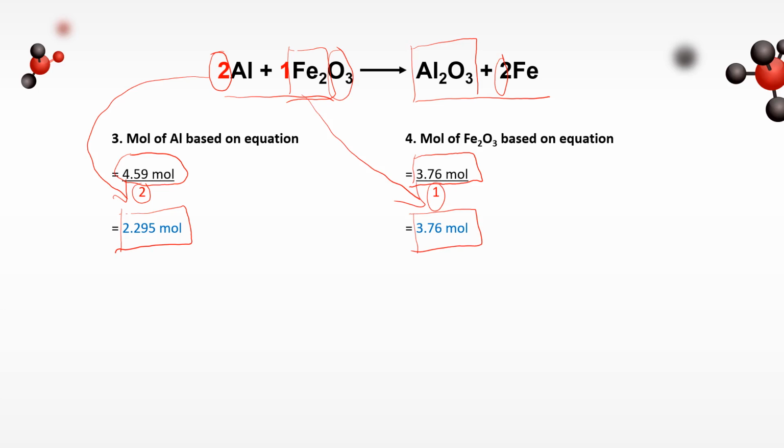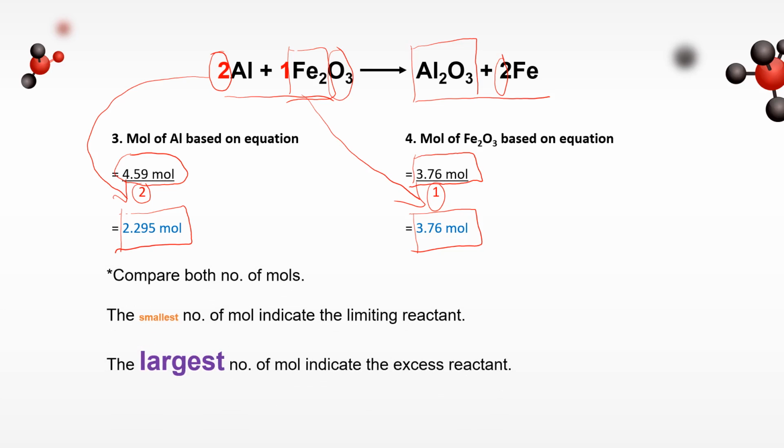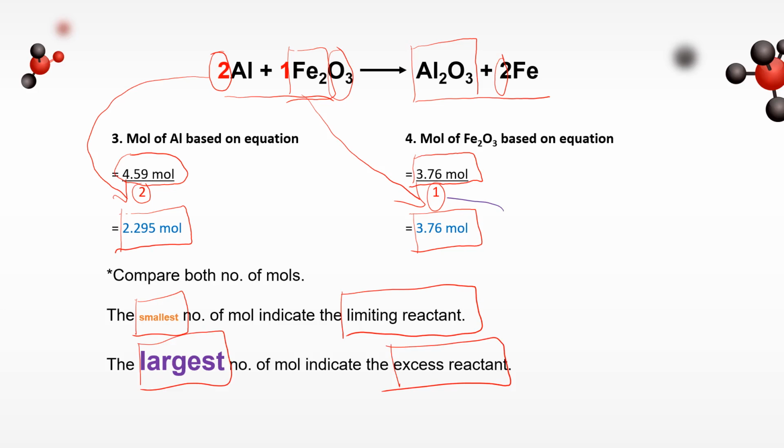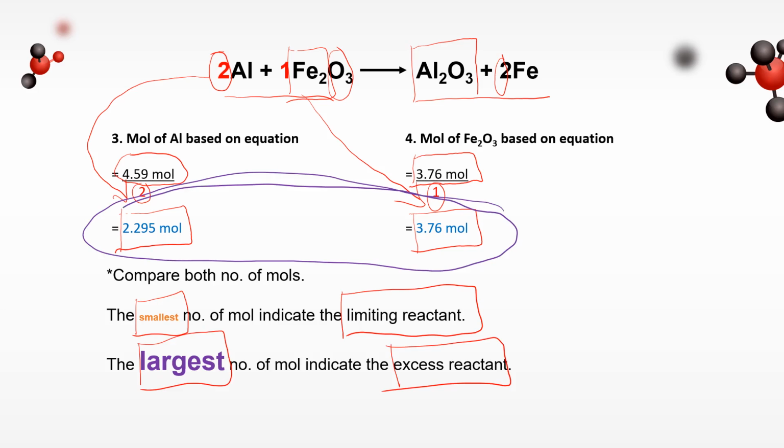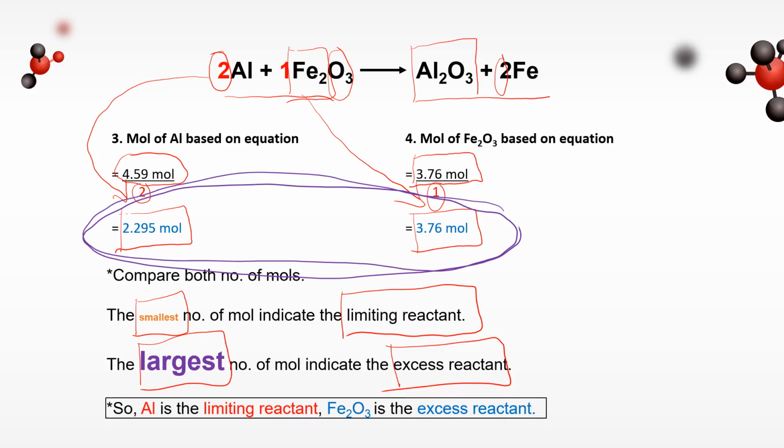What we need to do next is compare both numbers of moles. The smallest number of moles indicates the limiting reactant, and the largest number of moles indicates the excess reactant. Comparing both of these numbers of moles, we can say that aluminium is the limiting reactant and iron trioxide is the excess reactant, because the number of moles of iron trioxide is much greater than that of aluminium.